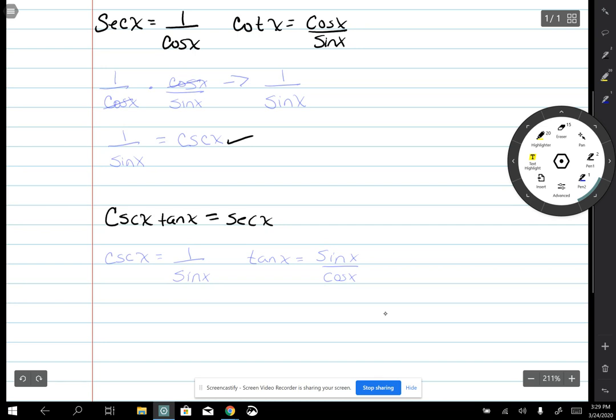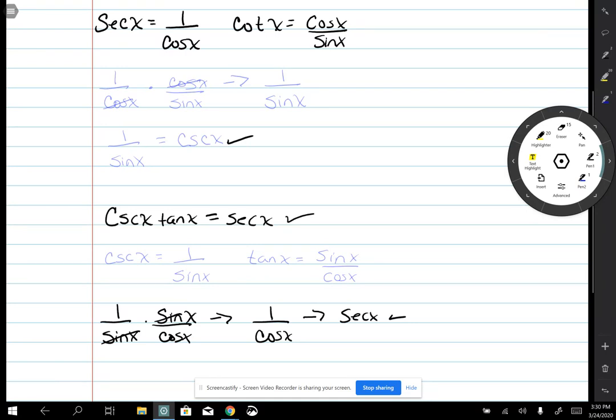So if you notice, I've turned my cosecant into 1 over sine x and my tangent into sine x over cosine x. Put them back together. Do some cross cancellation here. And using my fundamental trig identities, I wind up with secant x, which is what we started with.